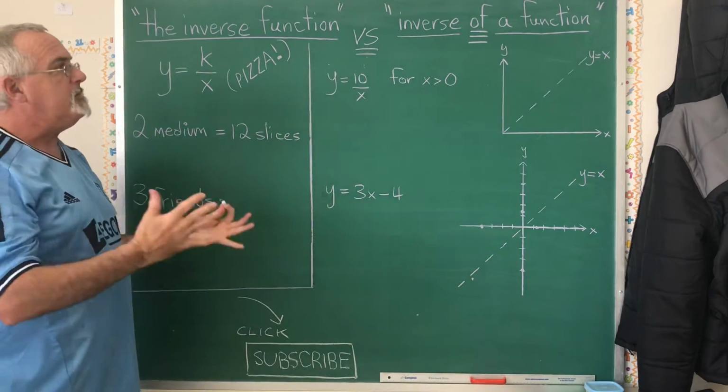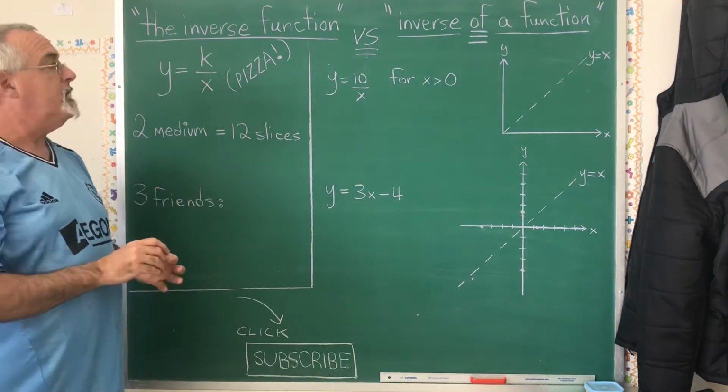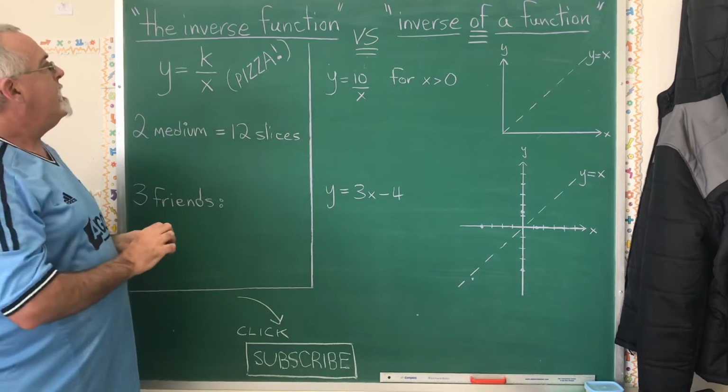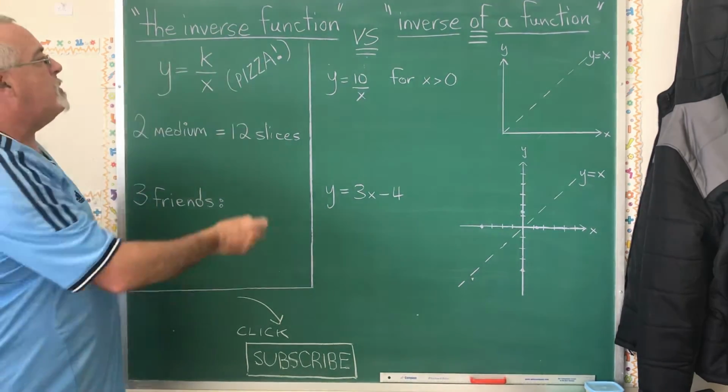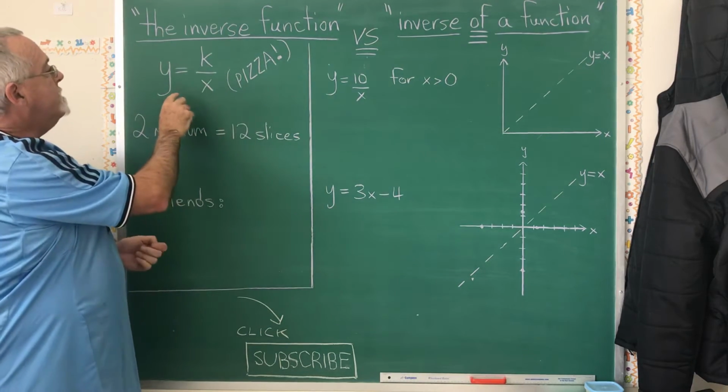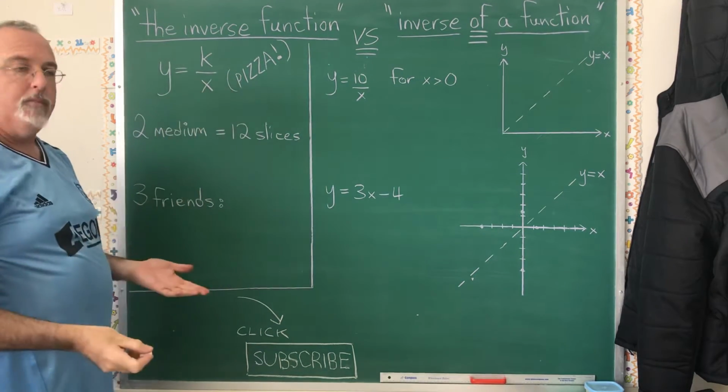So the names are so similar, it's a little bit unfortunate, it can be confusing. So let's go over what these mean. The inverse function is our pizza function. It is in the form y equals k over x, where k is a number.